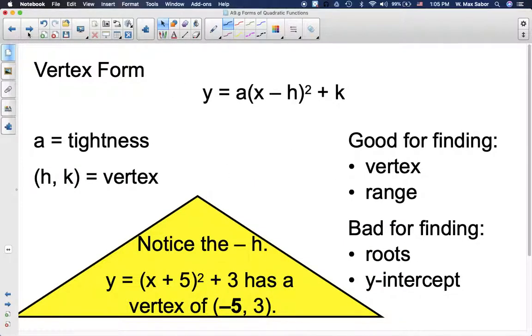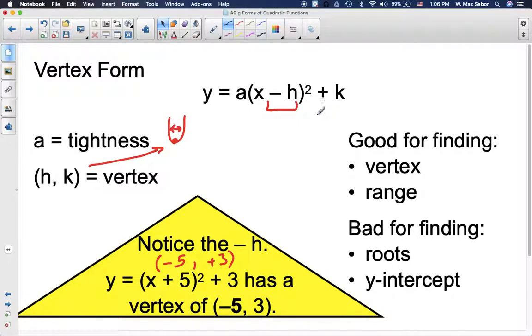Vertex form, we see a times x minus h squared plus k. A represents the same tightness that we talked about. H comma k represents the vertex. Note that there's a negative in here. So if we see x plus 5 squared plus 3, the vertex is negative 5 comma positive 3. So the sign will always be opposite there.